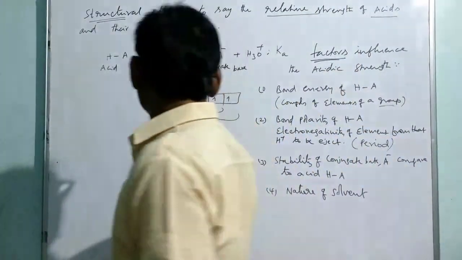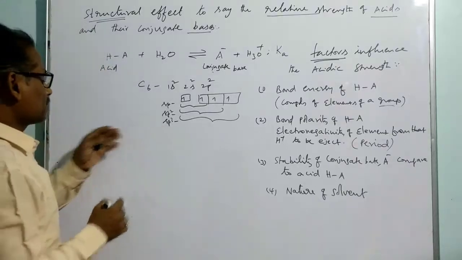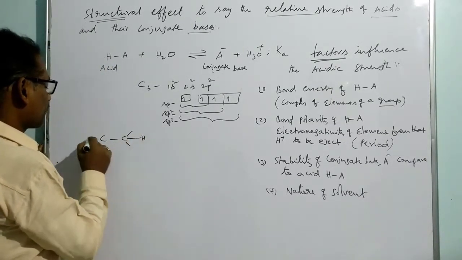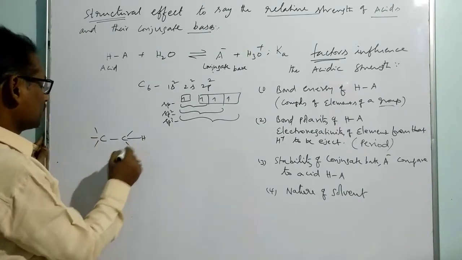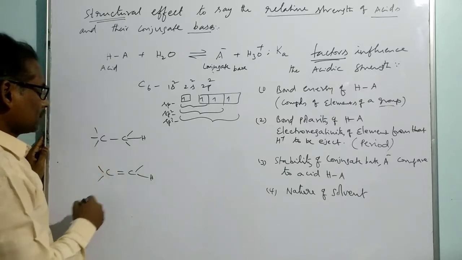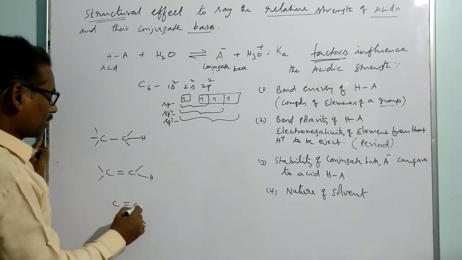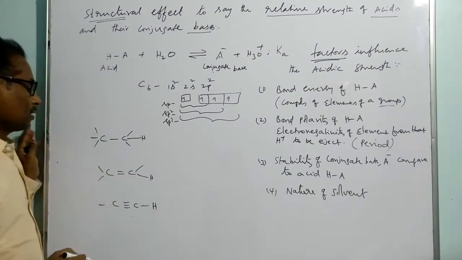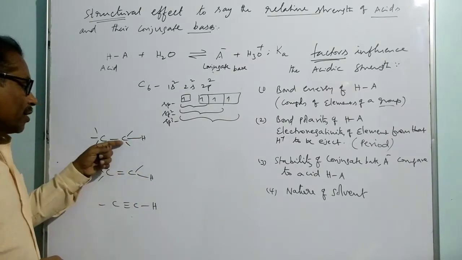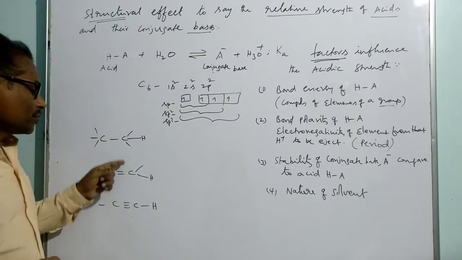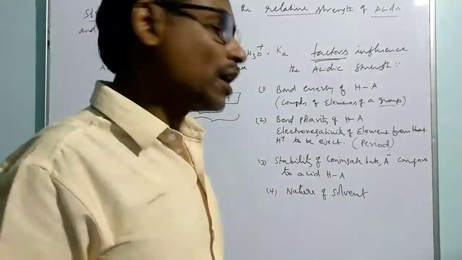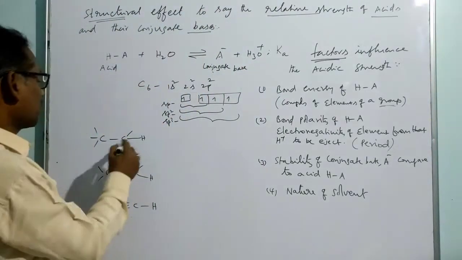For example, under sp3 you take a compound like an alkane. So this is an alkane, sp3. If we take a compound like an alkene, this is sp2. If we take a compound like an alkyne, here the proton is supposed to be ejected from the carbon, but the element is the same, but the nature of that element is different in that compound. That means the hybridization is different. What about the hybridization?